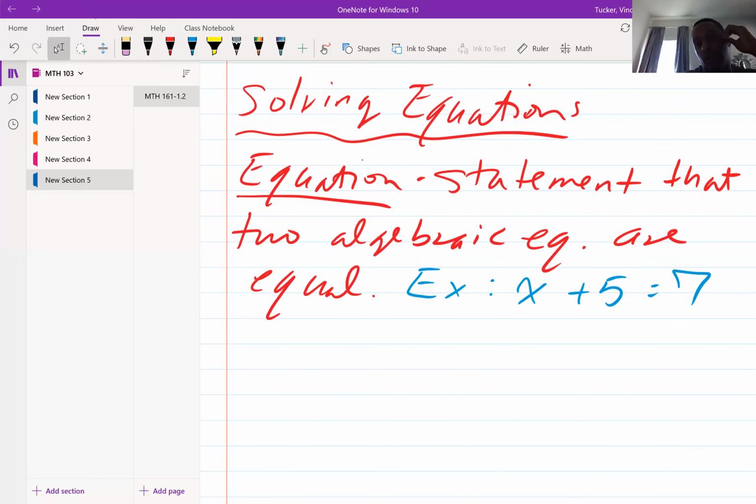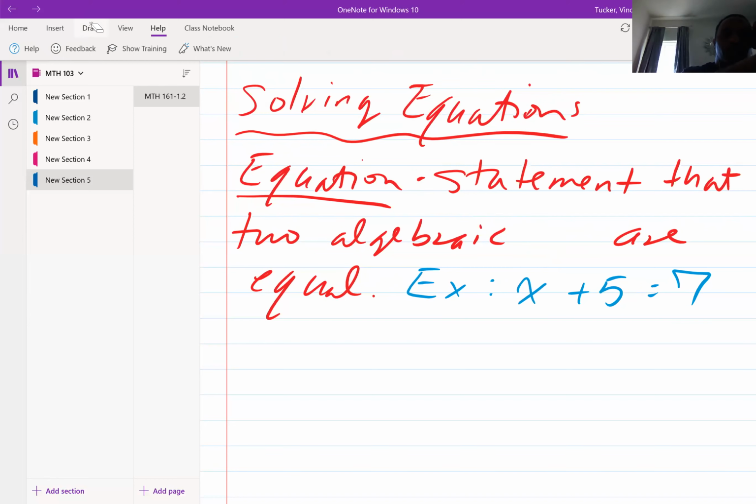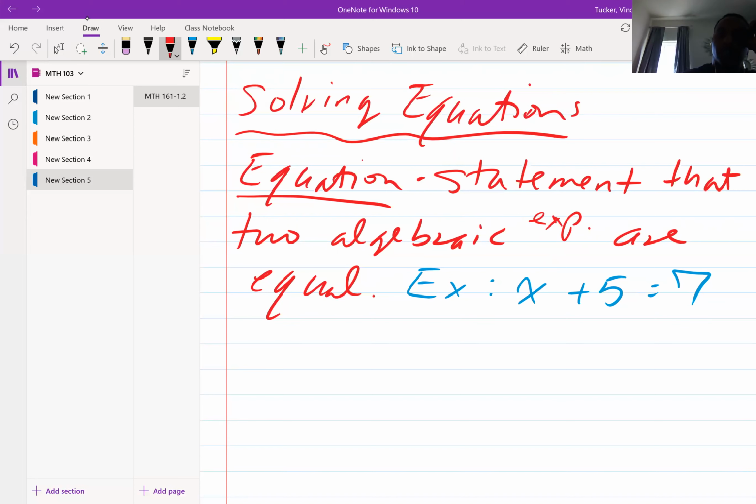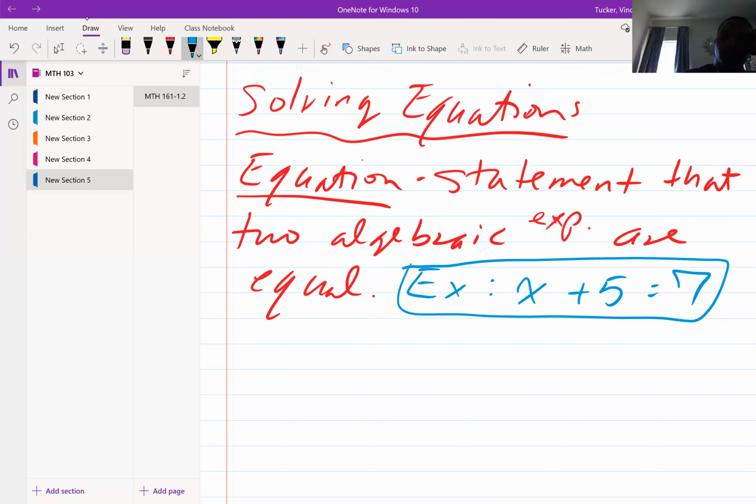All right, so we're looking at solving equations. An equation is just a statement that two algebraic expressions are equal. A simple example of that is x plus 5 equal to 7.